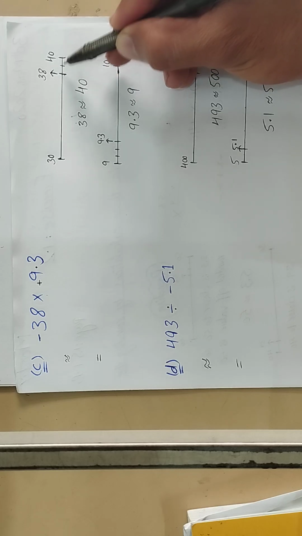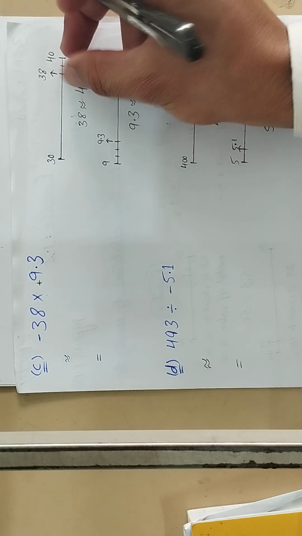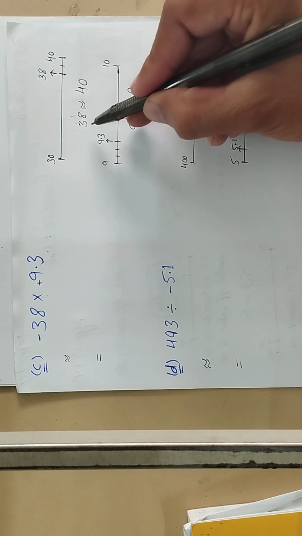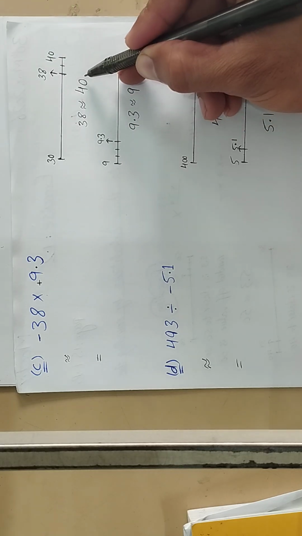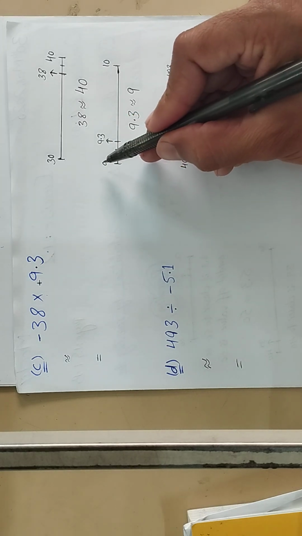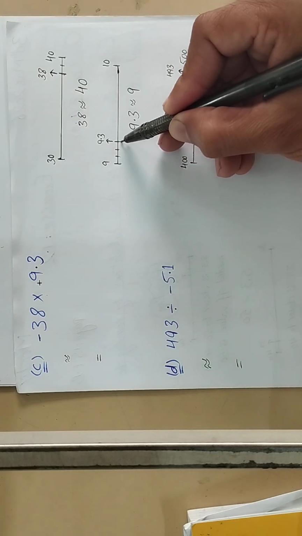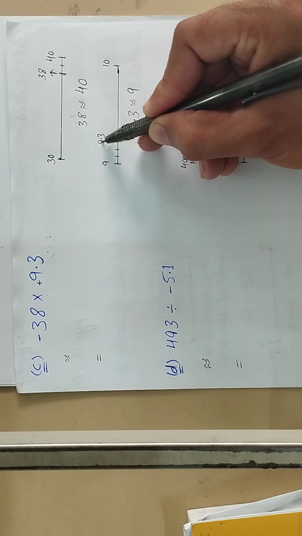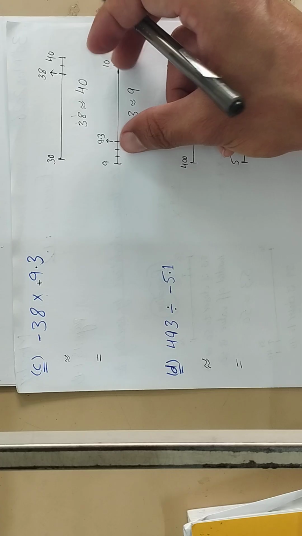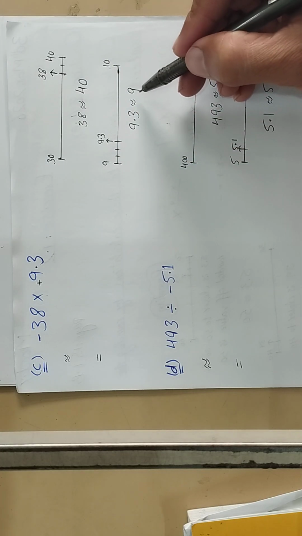So 38 is closer to 40 as compared to 30. There is a big gap between 38 and 30 as compared to 38 and 40. So its rounded off value is 40. When we round off 38 we get 40. Now let's round off 9.3. 9.3 is between which two ones? 9.3 is between 9 and 10. This one is 9, 9.1, 9.2, 9.3. Now see the closer number. 9.3 is closer to 9 as compared to 10 because there is a small gap as compared to this gap. So its rounded off value is 9.